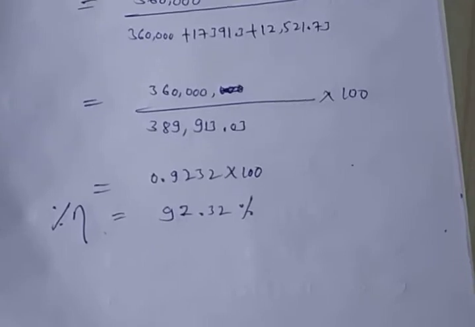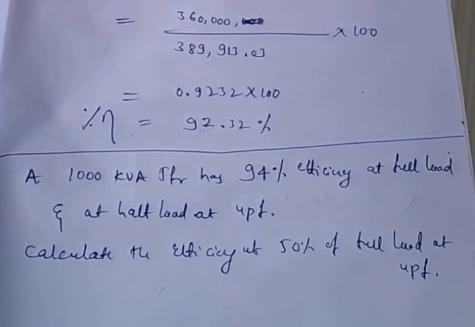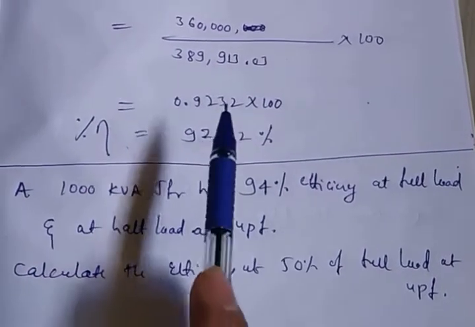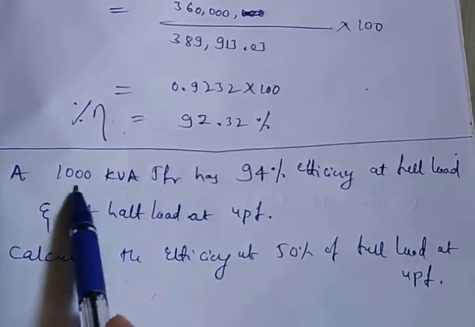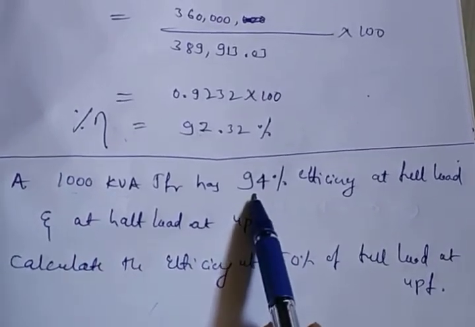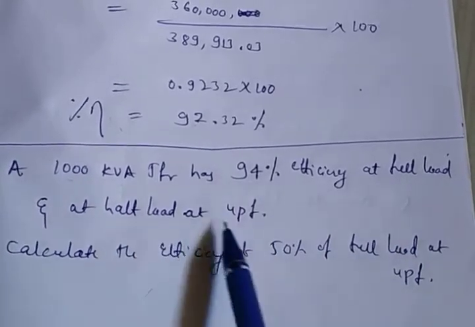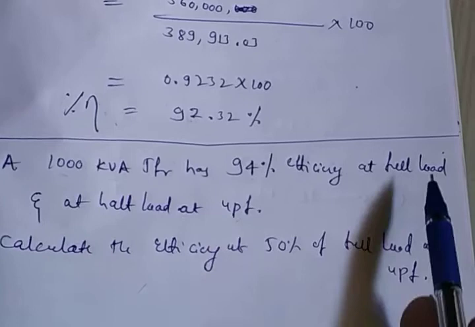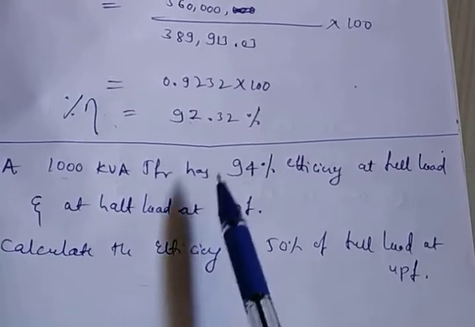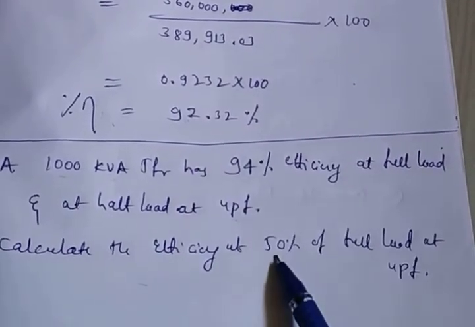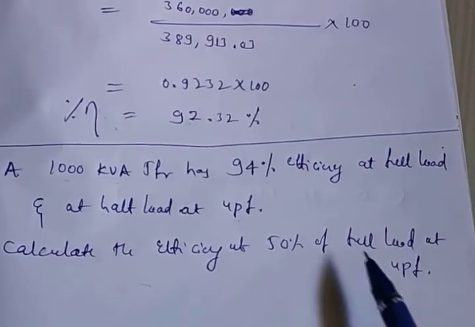Dear students, please watch this video, make notes of it and practice similar problems. By referring to this video, I will give an assignment, the same problem, but instead of 600 kVA I have taken 1000 kVA, and instead of 92% in the previous problem, now you take 94% efficiency at full load and at half load. Power factor is unity, means cos phi is equal to 1 for both cases, full load and half load. Calculate the efficiency at 50% of full load. In the previous problem we discussed the 60% load, now take the 50% load at unity power factor. Try to solve this problem.